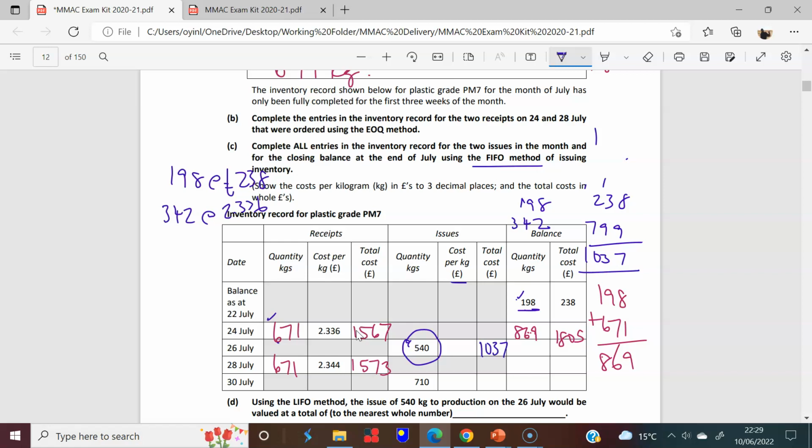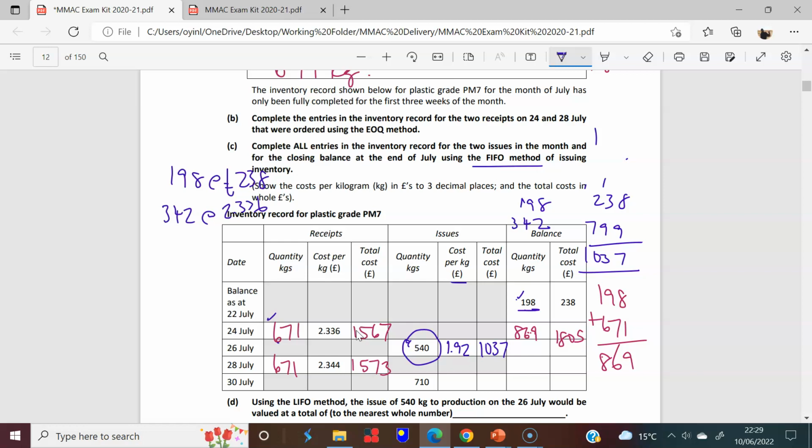I suppose the cost per kilogram is to divide that 1037 divided by the 540, which technically gives you a figure of 1.92, right? Because I have to just divide the total cost by the units.